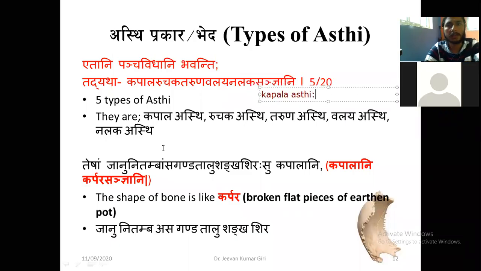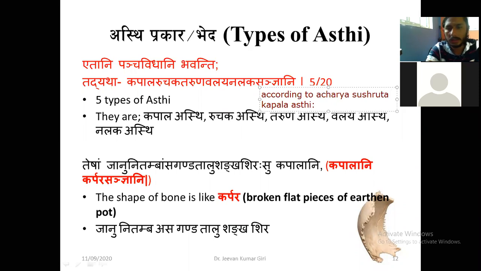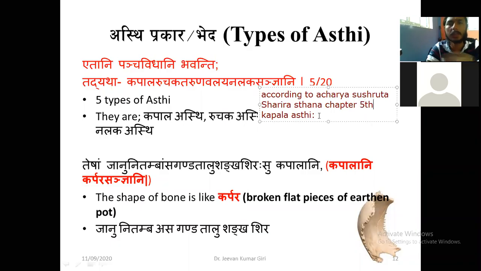Now see here, Kapala Asthi. For the Kapala Asthi, see Acharya Susruta only. All this is by Acharya Susruta. I will write here: Acharya Susruta in Sharira Sthana, Chapter 5. In this chapter only he has mentioned the Asthi Prakara, that is, the types.